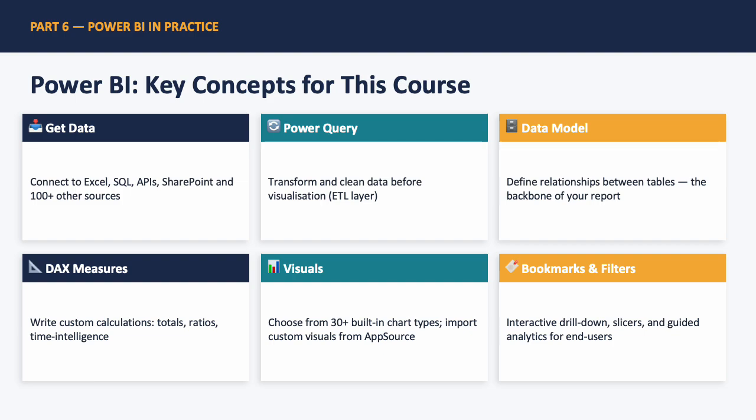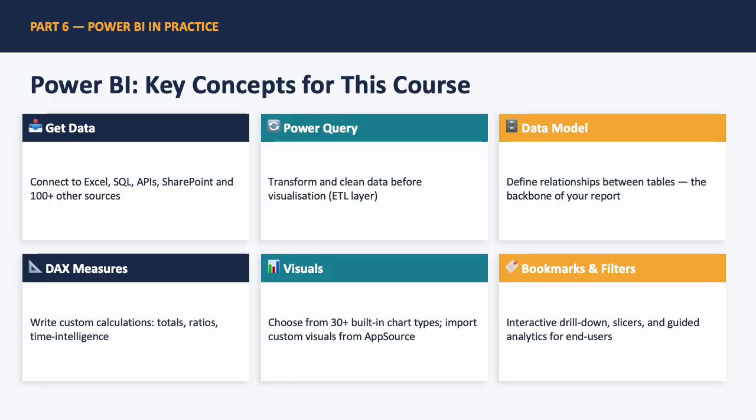The third is the data model. Once your data is loaded, you define the relationships between tables. For example, linking a sales fact table to a product dimension table and date dimension. The model is the structural backbone of everything else. The fourth is DAX measures. Data analysis expressions is Power BI's formula language for custom calculations. With DAX, you can build metrics that go far beyond simple sums. Year-over-year comparisons, running totals, ratios, and conditional aggregations.